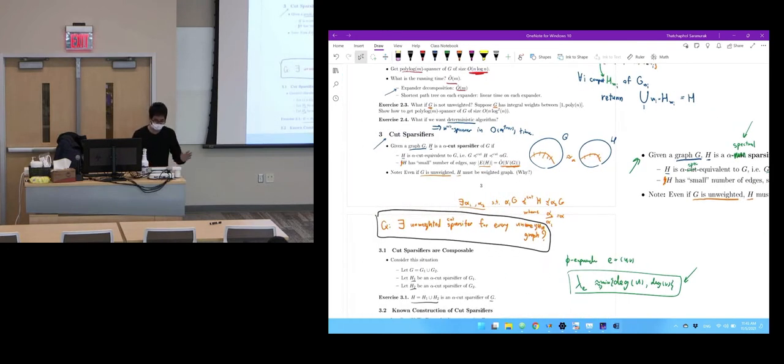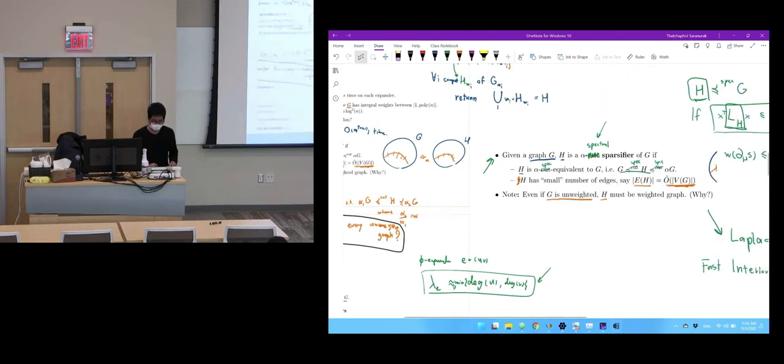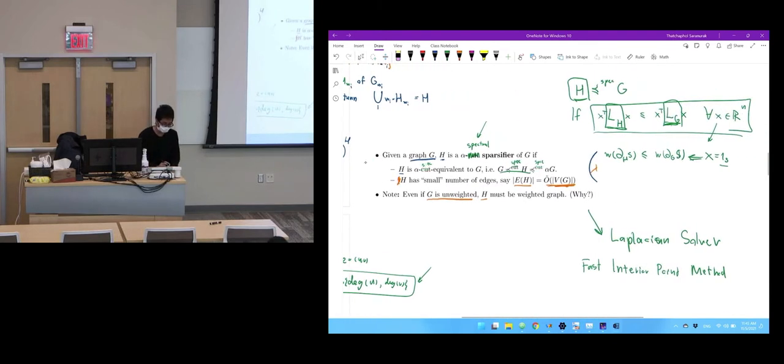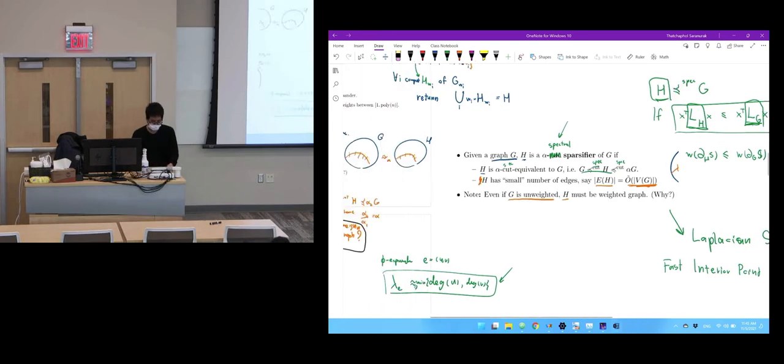Because actually we saw one example, right? When you have a graph which is cut equivalent, but it's just not spectrally equivalent at all. So it seems like computing a spectral sparsifier should be harder than computing a cut sparsifier, because it's just a stronger notion.